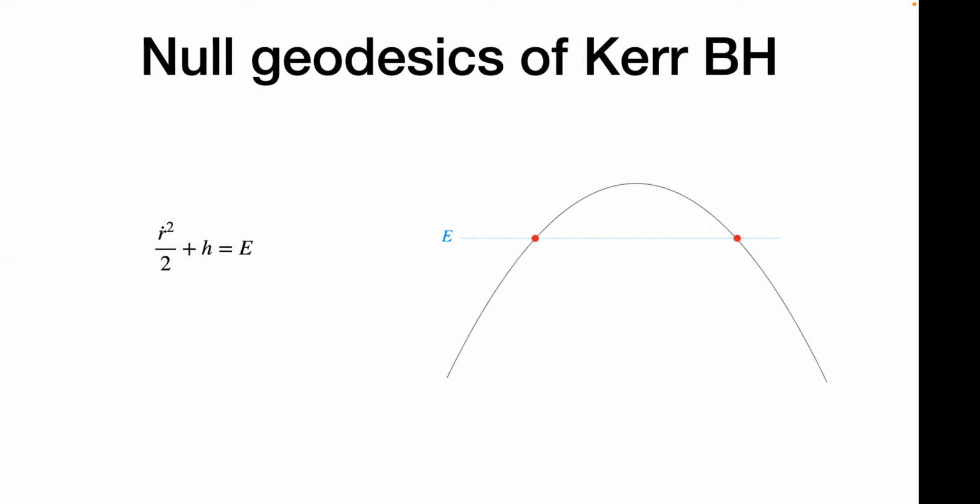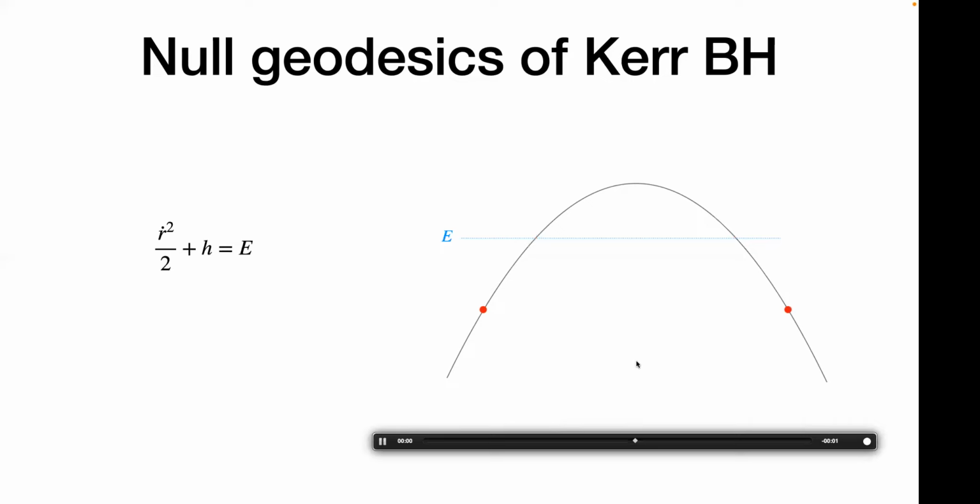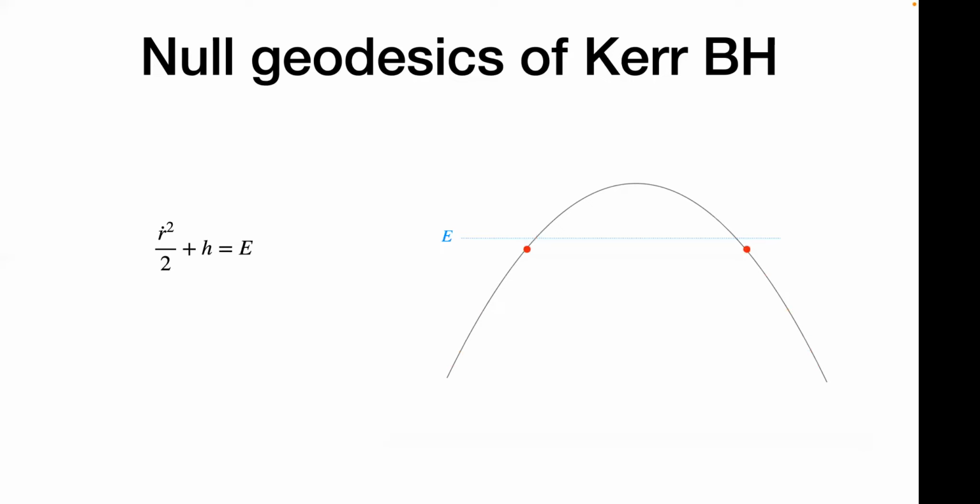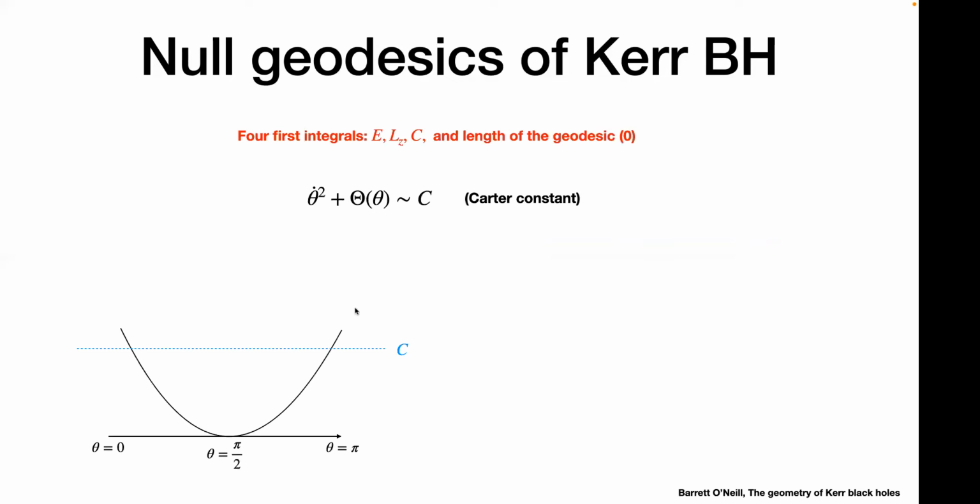Another scenario is like this system. If we flip the potential upside down, then the allowed motion is limited to either the left-hand side or the right-hand side. So below, I will be using this to understand the null geodesic of a Kerr black hole.